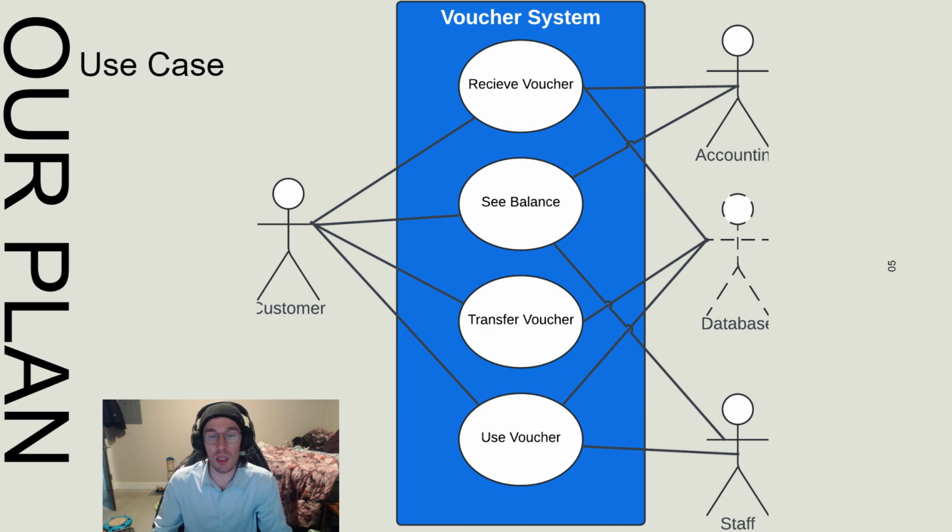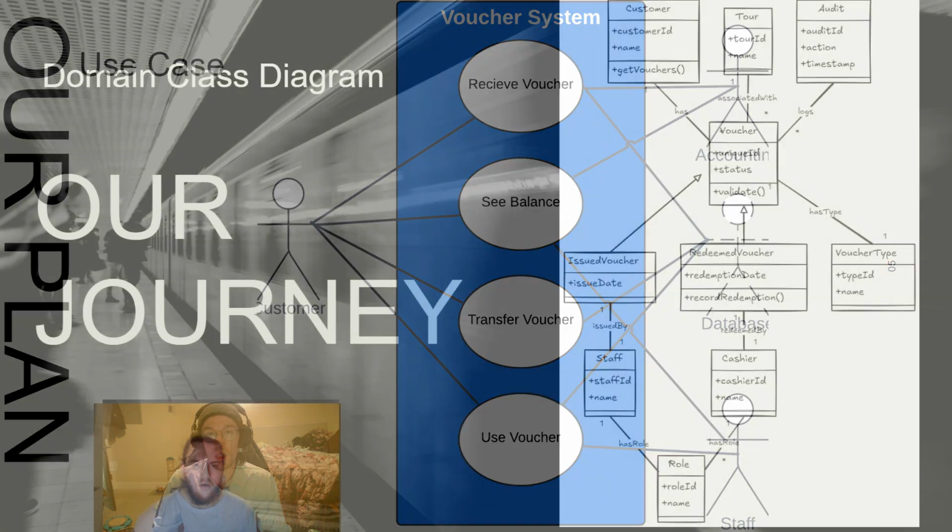Transfer voucher, in case they want to transfer to a friend if they weren't able to join us on property, and use voucher, which is a function that they would only be able to use being enabled through staff. The retrieve voucher function is another staff enabled function, which would be through accounting. If they go on a tour, then they can receive that voucher and have that voucher generated for them.